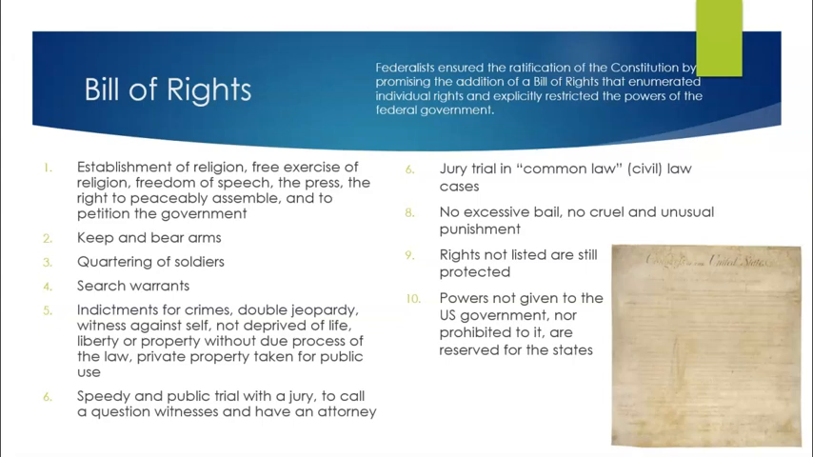Now, the two proposed amendments that were not approved in 1791 included a provision that would prevent members of Congress from voting themselves a pay raise and having it take effect in the same legislative term. That one actually was passed in 1992, 203 years after it was originally suggested.